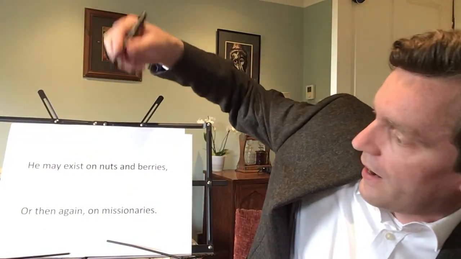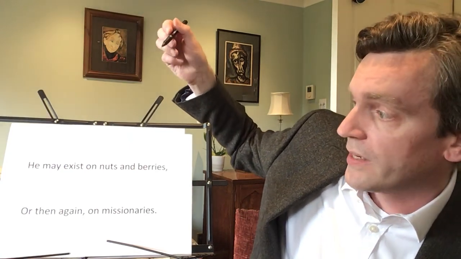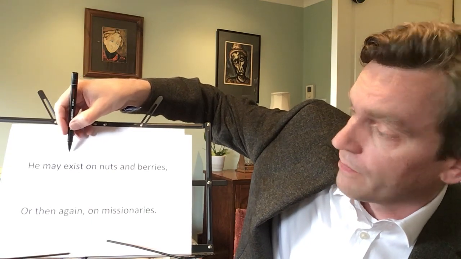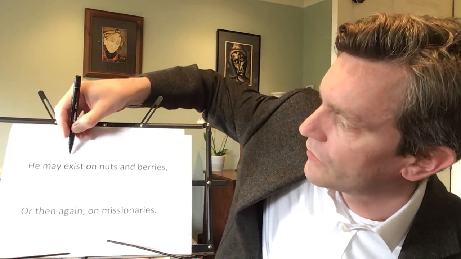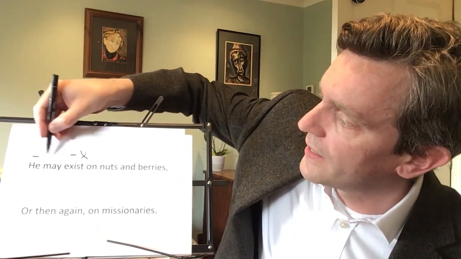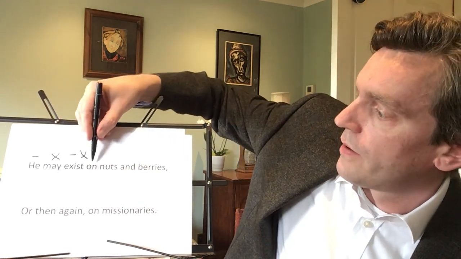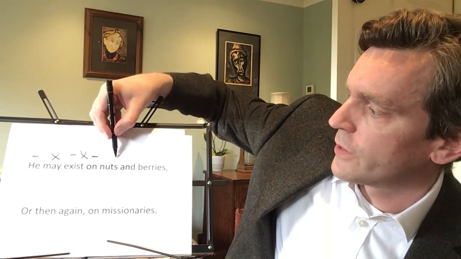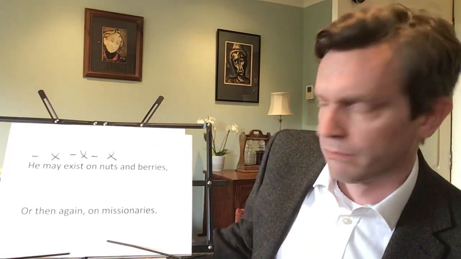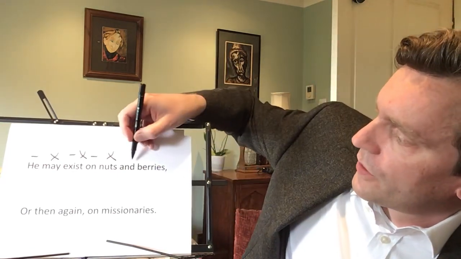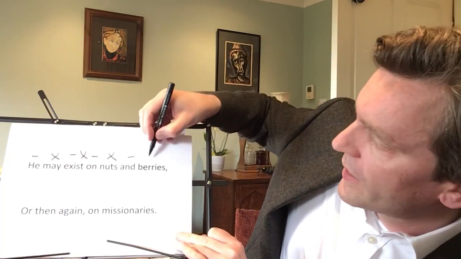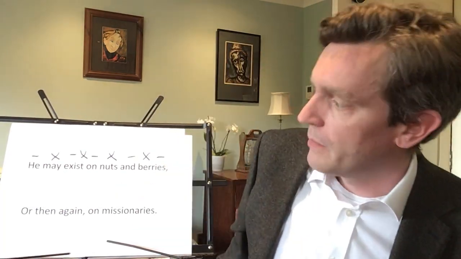Now here we again have, he may exist on nuts and berries, or then again on missionaries. Now, exist is either exist or exist. And exist is the one that sounds right, with the stress on the second syllable. He may: he's just a pronoun, whereas may is a verb, so may takes the stress over he. Little preposition on, we're not going to stress, but we will stress the noun nuts, because we like saying nuts almost as much as we like saying wombat. Conjunction unstressed, and then berries. So is it berries or is it berries? And the answer is it's berries. So we get stress and unstressed. Da-dum, da-dum, da-dum, da-dum, da.